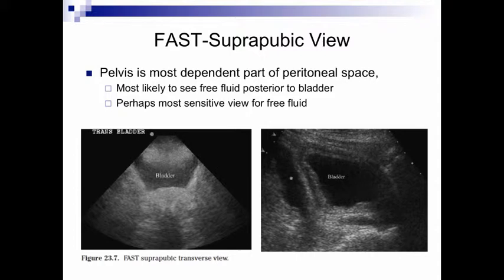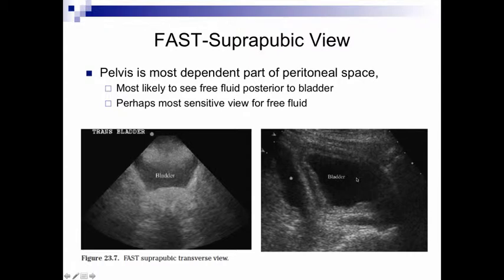So this is the standard transverse view that people initially used to talk about obtaining when they would perform the suprapubic view as part of the FAST exam. So you see a bladder filled with essentially anechoic fluid, which is urine. You see a bright fascial interface essentially between the bladder and the abdominal structures outside of it.